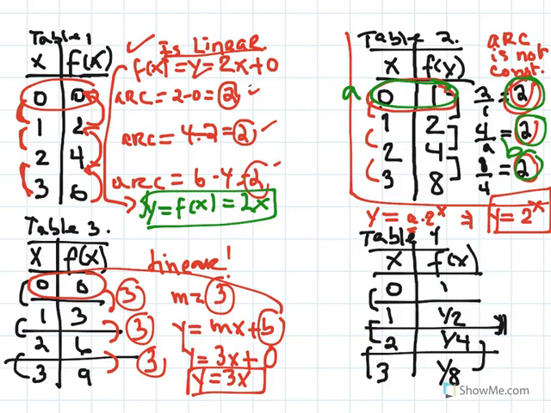I know that this function is not a linear function. I'm going to check if it's an exponential function. So I'm going to start dividing outputs related to consecutive inputs. So here it goes. I'm going to divide 1/8 divided by 1/4.